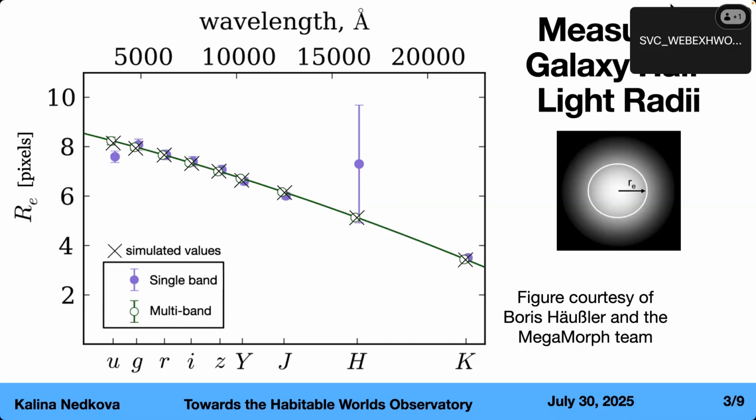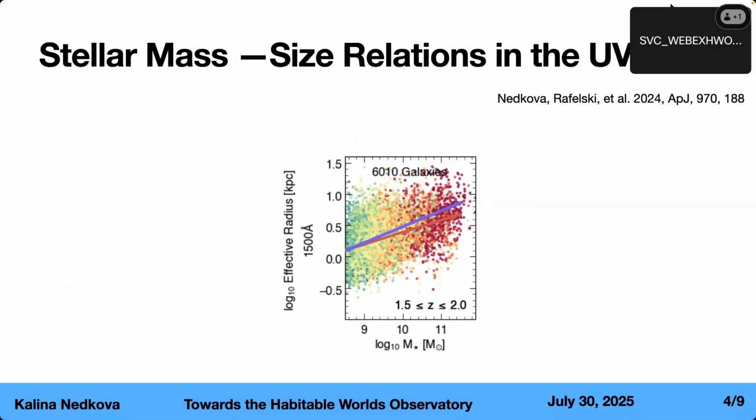So doing this and measuring the sizes of every single galaxy in the UV Candles fields, here are our results at redshifts 1.5 to 2. I'm plotting here on the y-axis the radius measured at 1500 angstroms, and on the x-axis, we have stellar mass. The fit to these data is shown here in purple. This is the UV mass-size relation. And in red, I'm showing you the same thing, but we now measure the size in the optical.